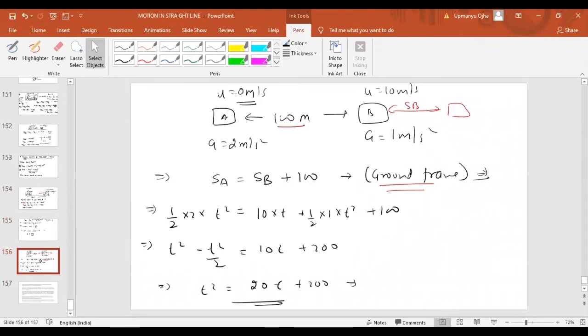I hope you understand both the examples, both the methods. You can do it by either method. You can do it by the ground method or by the car A method. Both are correct. Whatever you feel convenient, you can do that.